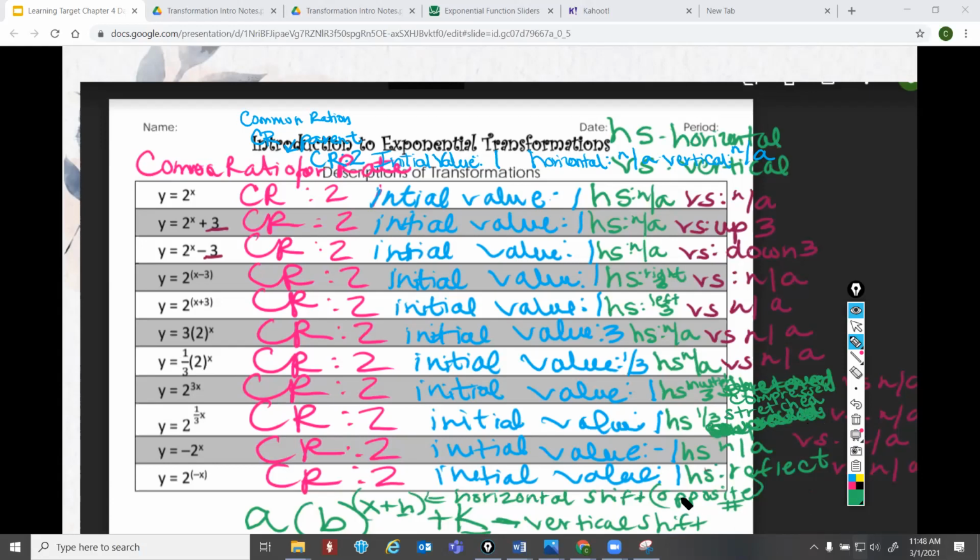The next one, if the negative is on the outside, what does that mean? It's reflected over X. Good. So it's reflected over X. And then this means that it's reflected up here. This means it's reflected over what? Over Y. Good. And this is reflected over X.